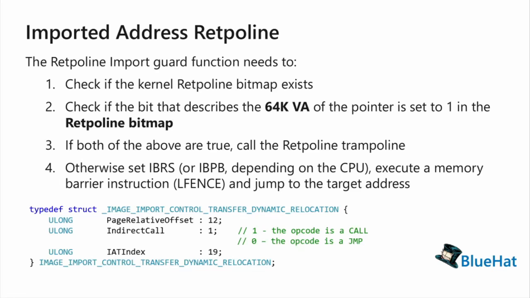At the bottom of the slide, you will see the data structure, which is a 32-bit array. It contains the relative offset inside the page. A page is 4K, so we need 12 bits to describe the offset. Then a value that is set to 1 or 0 if the branch is a call or a jump, and then the index into the IAT. We saw that 19 bits are enough for indexing the IAT.